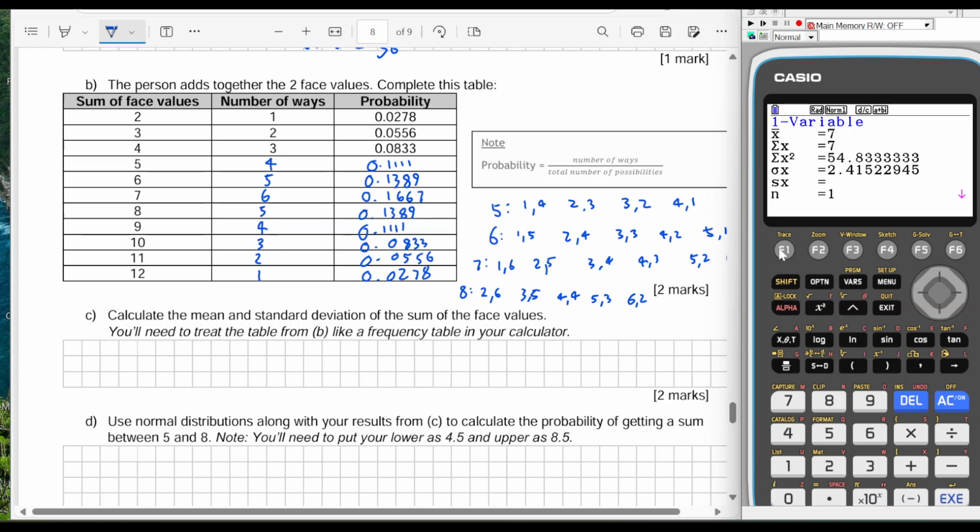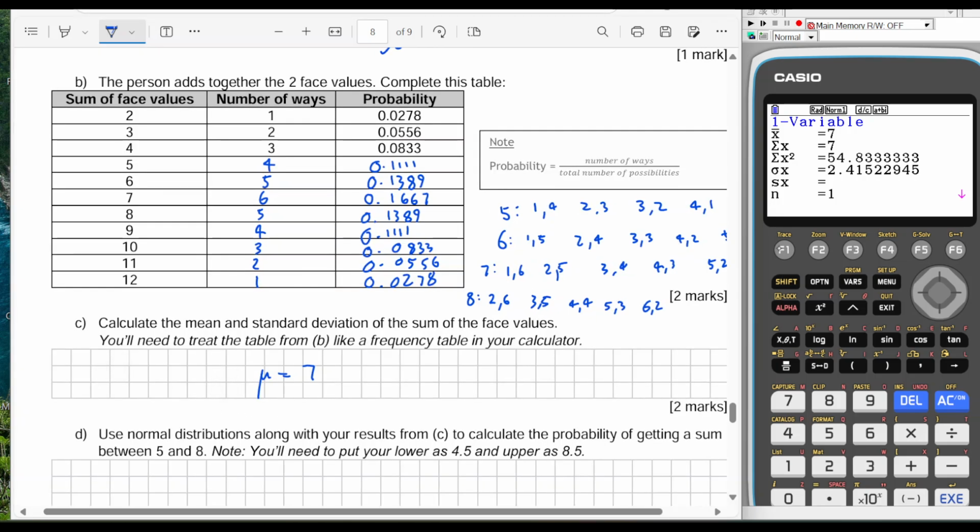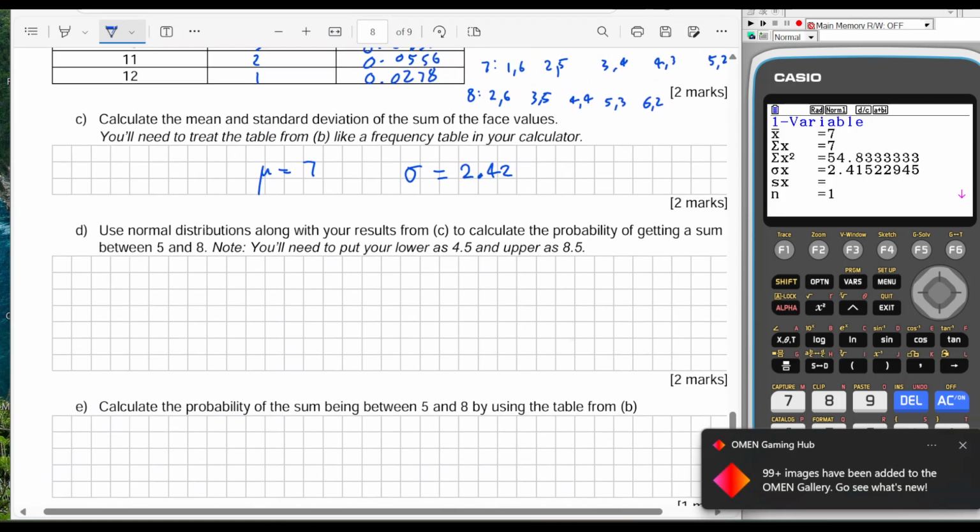Interestingly, you'll notice you don't get a sample standard deviation, and that should clue you in. This is not a sample, this is everything that can happen. So we're actually using population standard deviation. So here, the little mu symbol for mean, this was X bar up the top. So this is 7. And the standard deviation should be the same regardless, 2.42. And that was the same mean and standard deviation I got before.